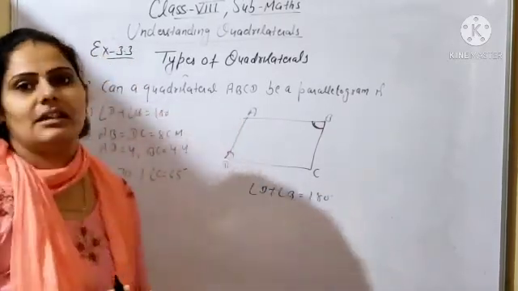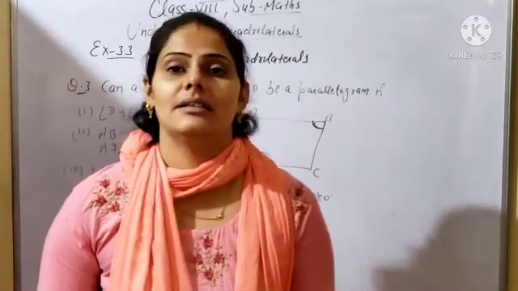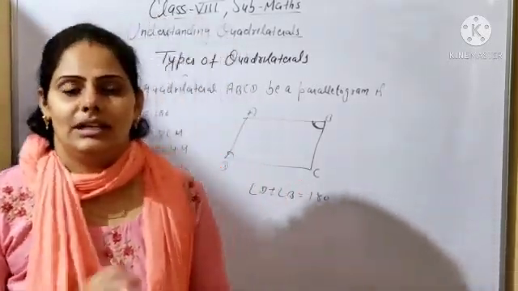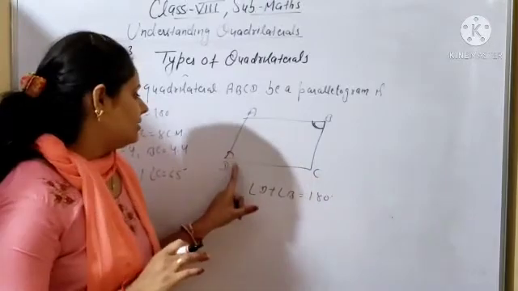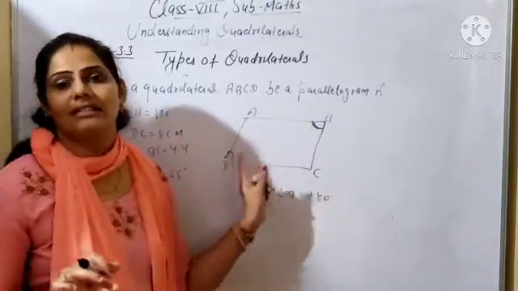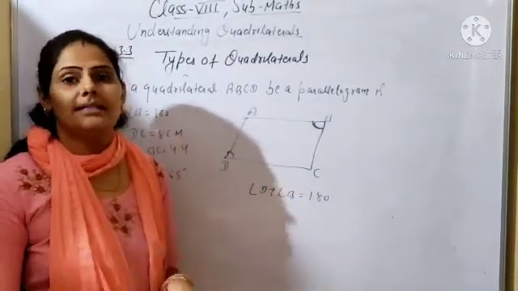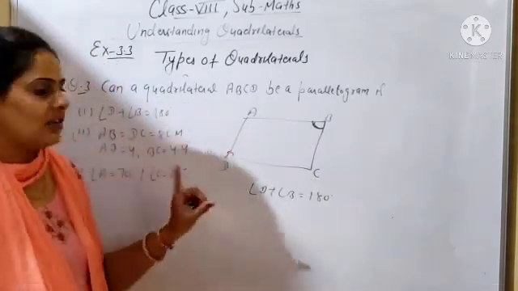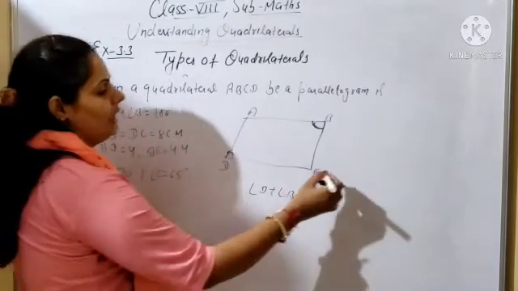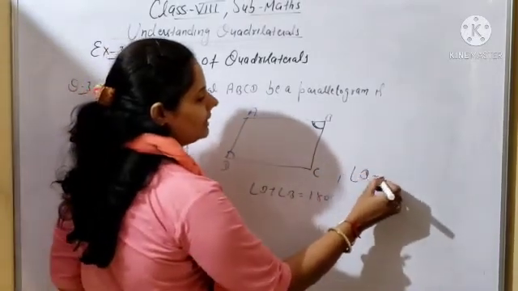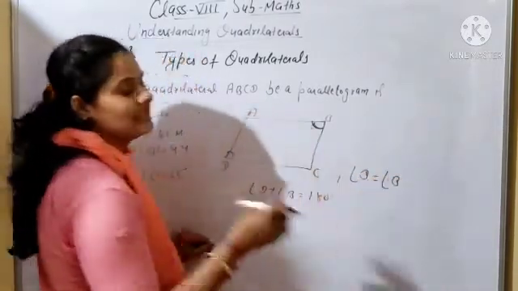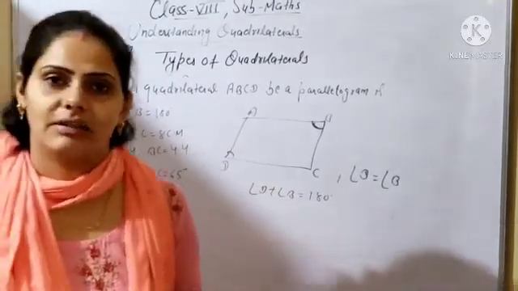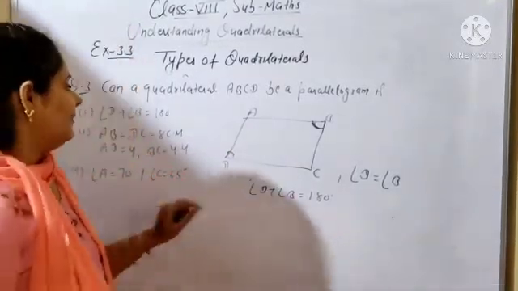But beta, you know about the properties of a parallelogram. What is the property of a parallelogram? Opposite angles are equal. So this one will be equal to this, not the sum. The sum of any two adjacent angles will be equal to 180 degrees, but opposite angles are equal. So angle D will be equal to angle B because opposite angles of a parallelogram are equal.